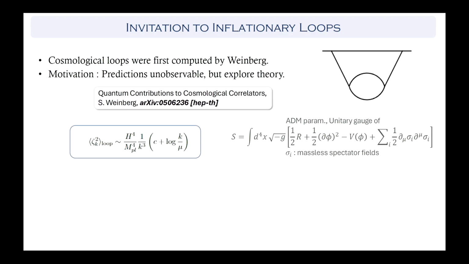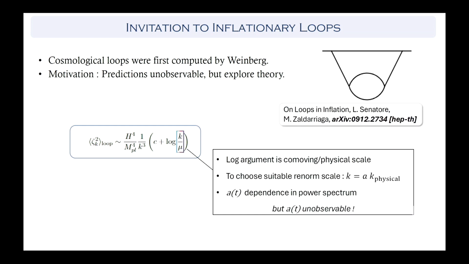Weinberg was the first to stress that even if these predictions are unobservable, one should still compute them to explore the field. With this motivation, he computes this diagram in the presence of n natural spectators in this plot, and the structure of the loop correction he got was this. H is Hubble, k is the mode, c is some spin-dependent constant, and he had this log of k by mu. It was later pointed out by Senatore and Zaldarriaga that there has to be a mistake in this computation, which is signaled by this logarithmic structure.